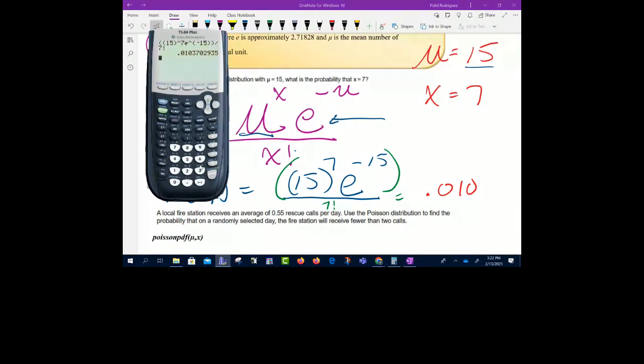So sometimes in your calculator, you have to put that little right arrow so that you don't stay as an exponent. You're welcome.